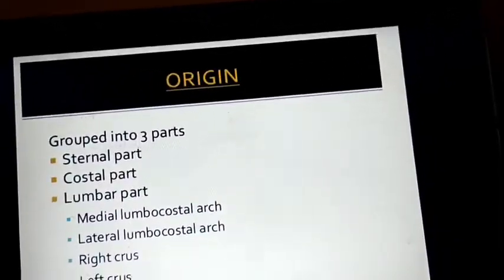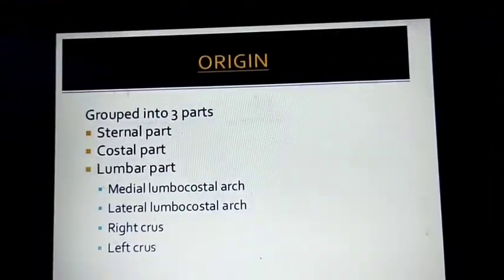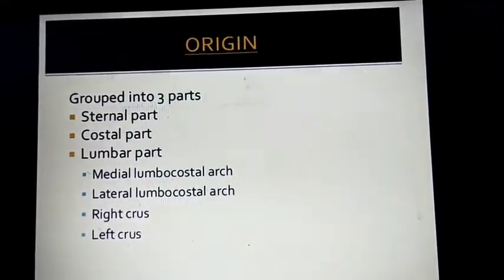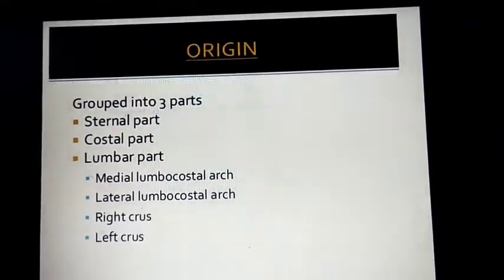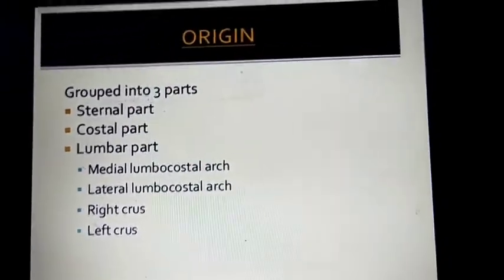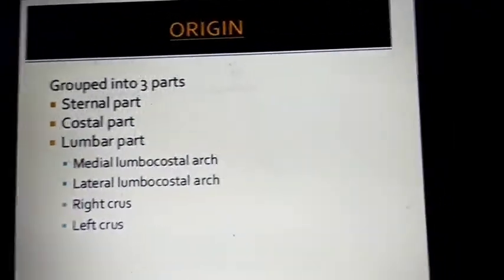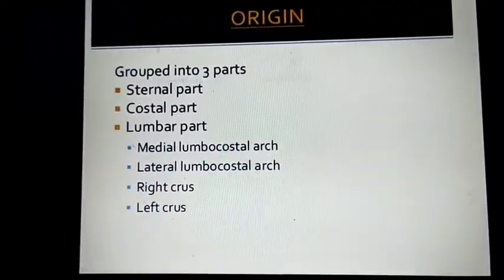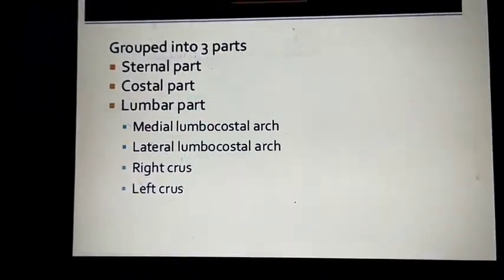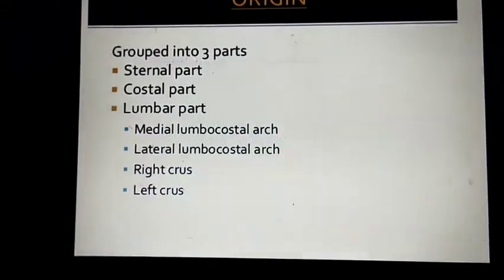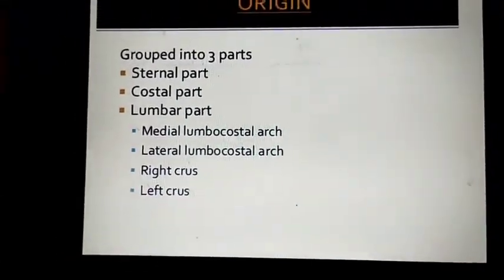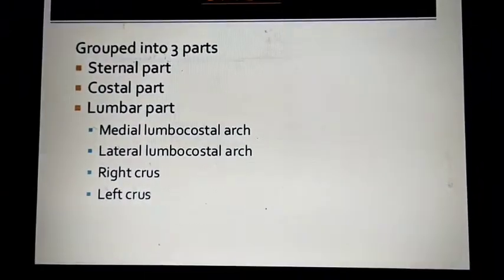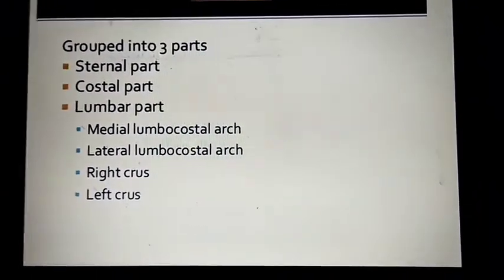The diaphragm originates from three parts, or is grouped into three parts. One is the sternal part, which is present on the sternum. One is from the costal part; costal means from the ribs. Another origin is from the lumbar part; lumbar means the lumbar vertebrae.